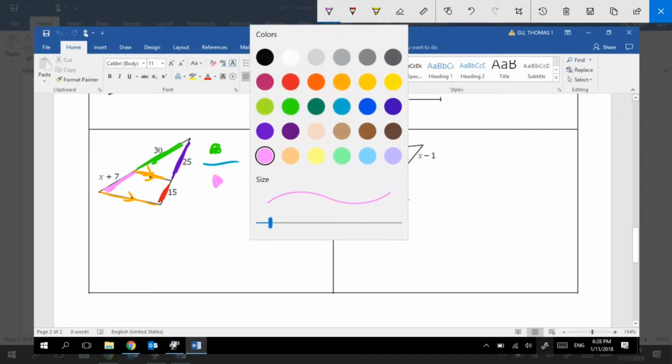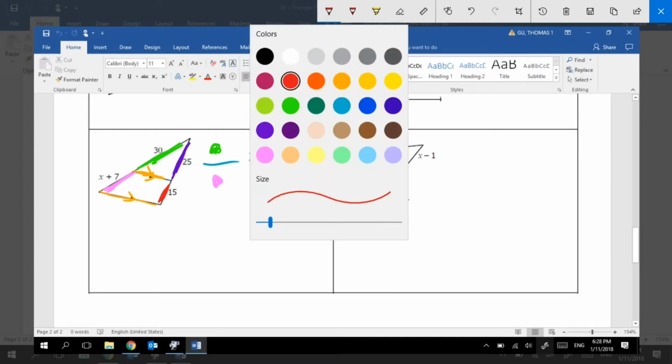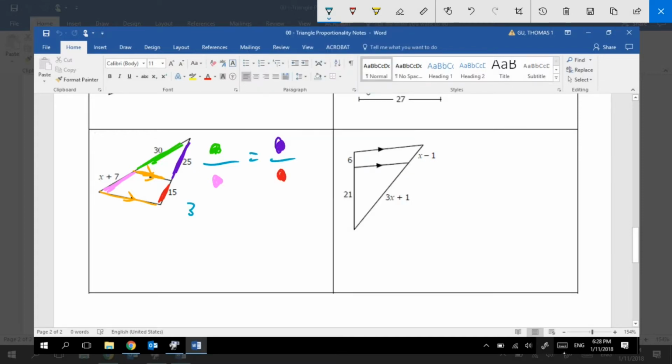And these colors, guys, are just to show you exactly where I'm getting the numbers from on the triangle. So bam, over the red. Alright, so now I'm just going to plug in. Okay, here we go. So the green, that's 30, over the pink, that's x plus 7, equals the purple part, that's 25, over the red part, that's 15. So that's what the triangle proportionality theorem says.